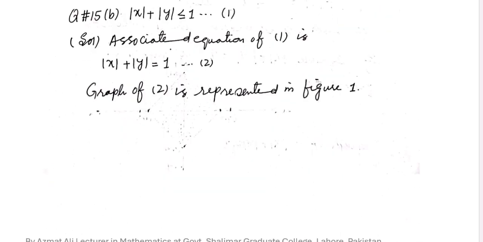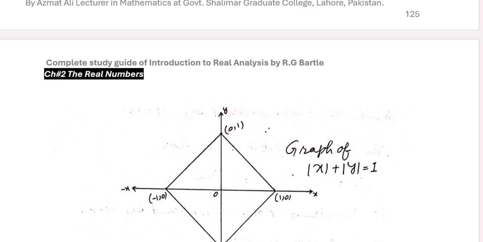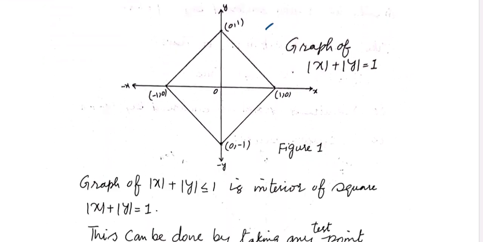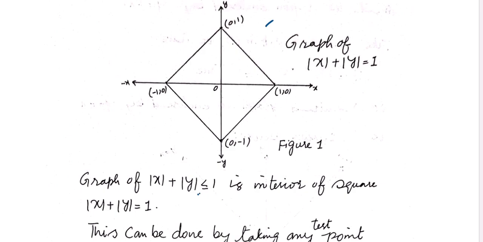Okay, next we move towards the graph of this inequality: absolute x plus absolute y less than or equal to 1. The associated equation of 1 is given by absolute x plus absolute y is equal to 1. The graph of 2 is represented in figure number 1. This is my figure number 1, that is a diamond shape. Now I have to make the graph of this inequality.